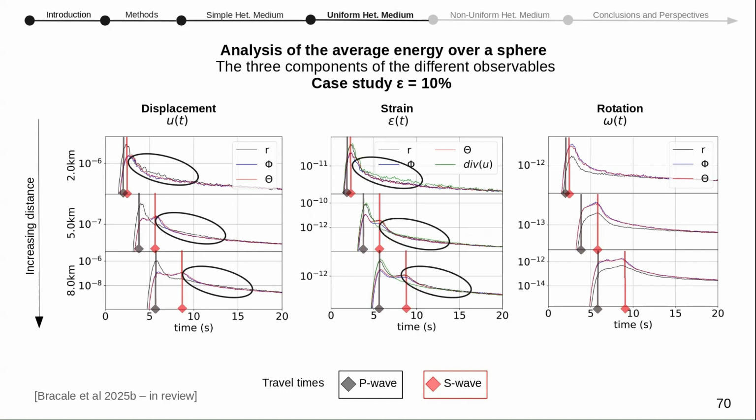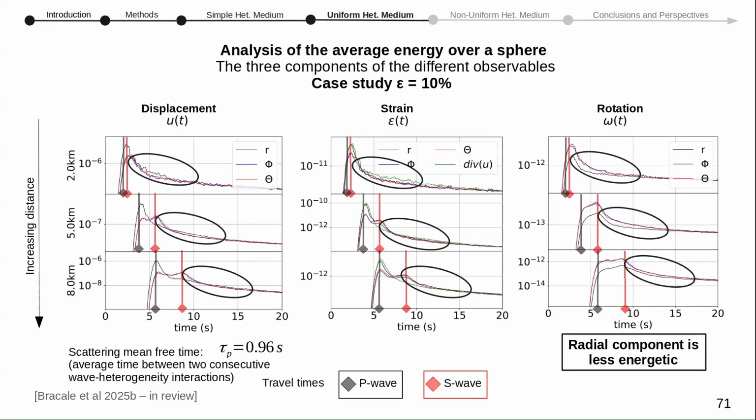Same we can say for the strain, but if we look at the rotation, we notice something different. The radial component, which points to the isotropic source, is less energetic and takes more time to depolarize. If we want to be quantitative, the scattering mean free time, which is the average time between two consecutive wave-heterogeneity interactions, is about 1 second. So this means that this depolarization doesn't occur for at least 10 to 15 mean free times.